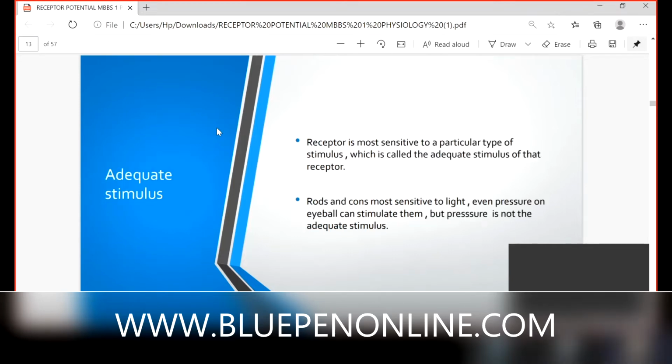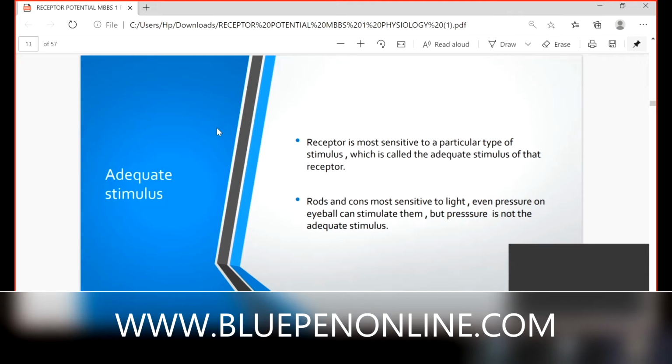First one is adequate stimulus. Here the receptor is most sensitive to a particular type of stimulus, which is called the adequate stimulus of that receptor. I repeat, a particular receptor will always be more sensitive to a particular type of stimulus, like the lock and key mechanism of the enzyme. It will be mainly sensitive to that stimulus, which is called the adequate stimulus of that receptor.